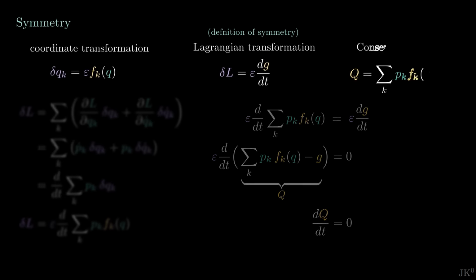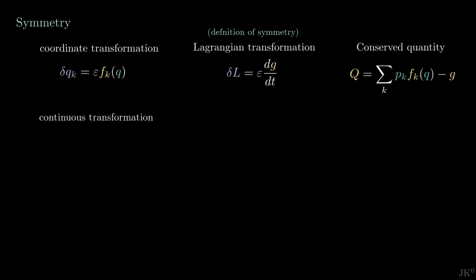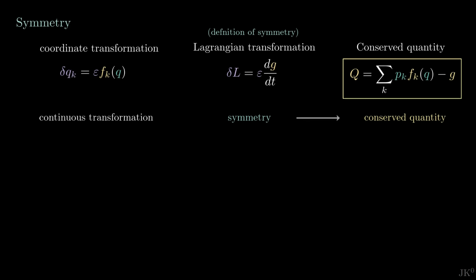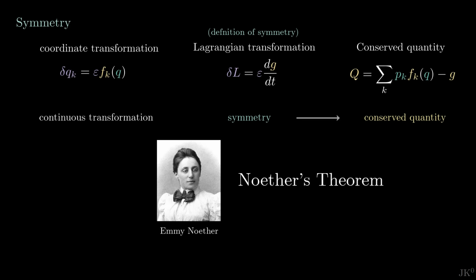Collecting all our results, we get the following. For any general infinitesimal transformation of the coordinates, given by this relation on the top left, we call it a symmetry if the Lagrangian changes by at most a total time derivative. If this is the case, then we have demonstrated the existence of a conserved quantity given in general by the expression on the top right. This is Noether's theorem, or at least a simplified form of Noether's theorem.